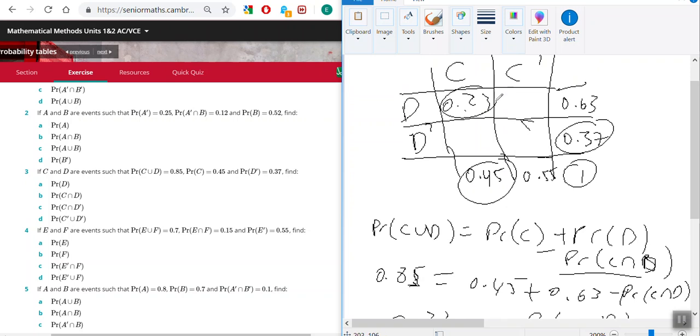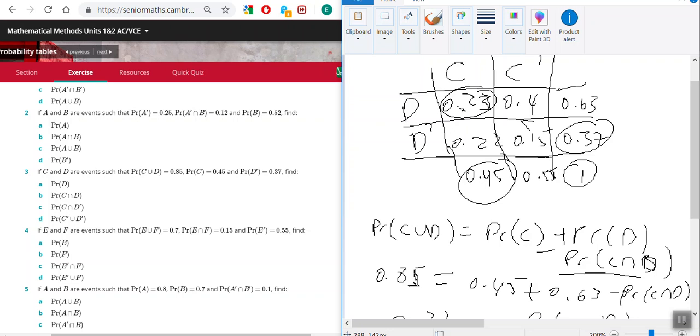This must be, so I've worked out what that is, 0.23, that must be 0.4. This must be 0.23 plus what gives you 0.45. It must be 0.22. Then 0.4 plus what gives you 0.55? 0.15.